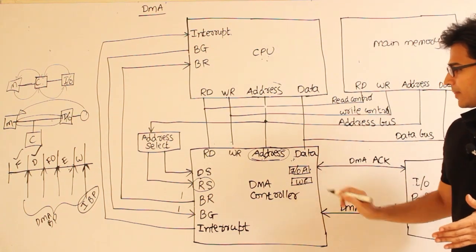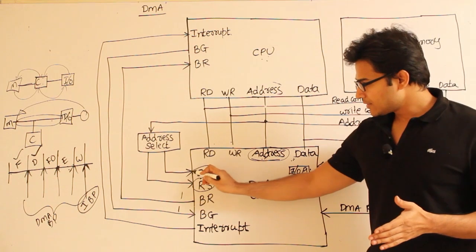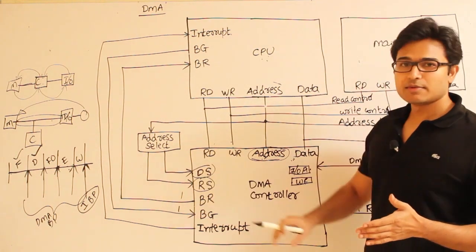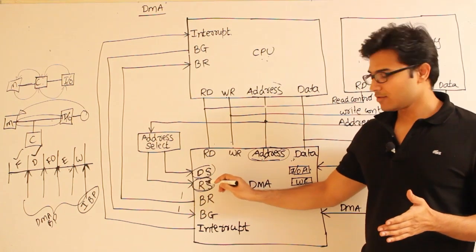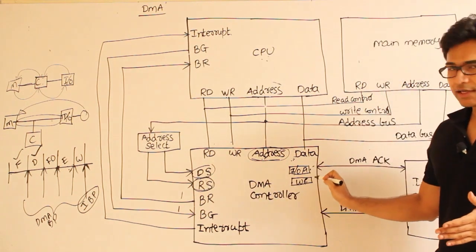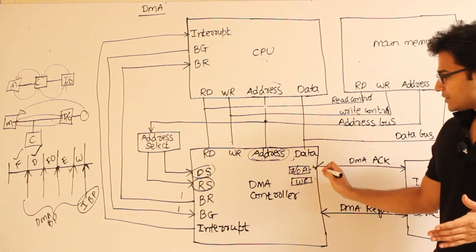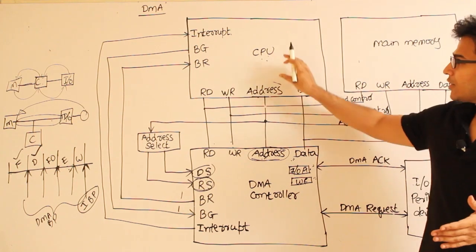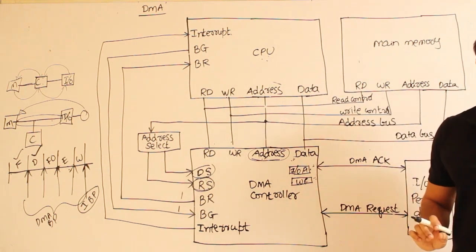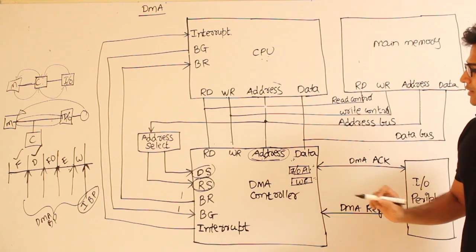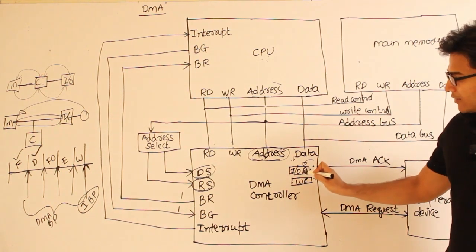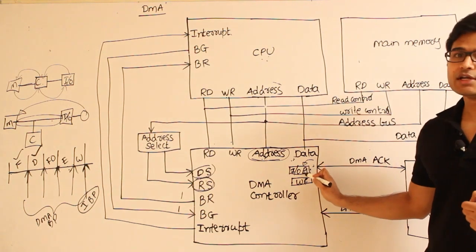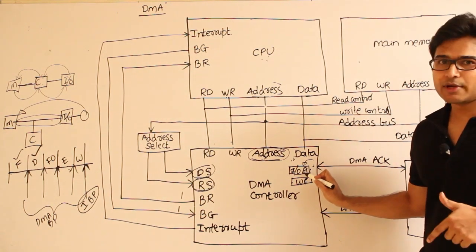Got it? Okay. Now by using this particular signal, first this device will be selected, and then by using this particular register select, one of these two registers will be selected. Got it? And once they are selected, the CPU has to initiate these two. Now what is the meaning of each register? Whatever address you load into this register, this is the address from which you are supposed to read or write into the main memory.